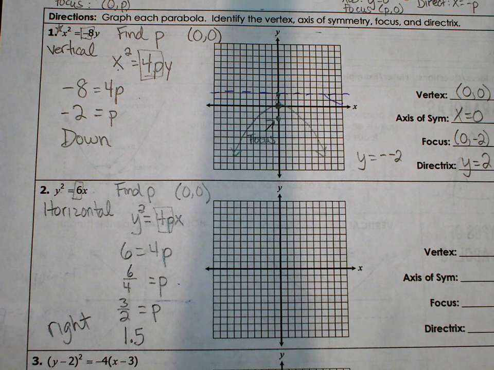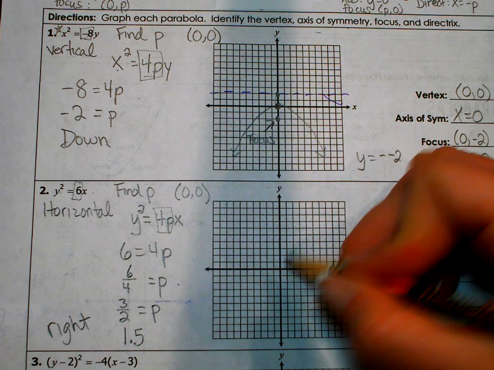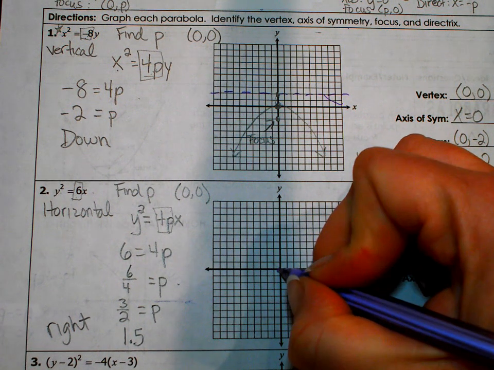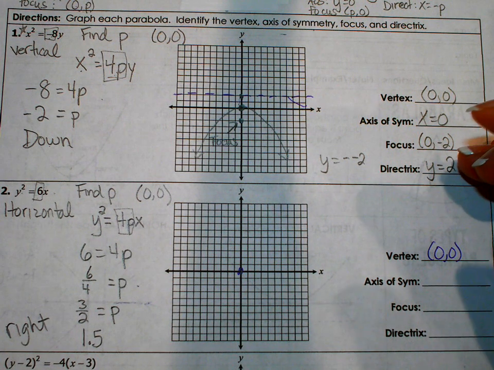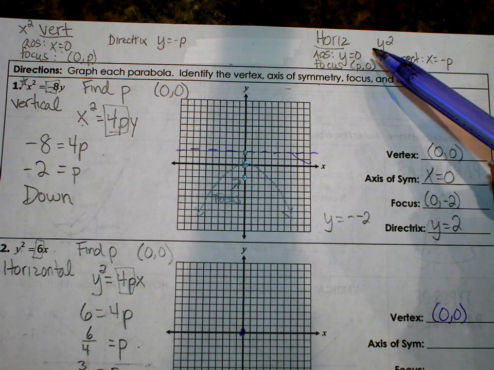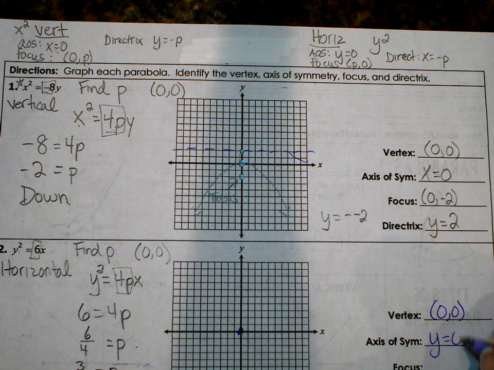All right, next. I know that my vertex is at 0, 0. Let's do purple. Okay, so my vertex is at 0, 0. Then my axis of symmetry, look up here at the top of the paper, y equals 0. My focus is going to be the p value, comma 0. 3/2. You can also do 1.5, comma 0. And my directrix is going to be that x is equal to the negative value of my p, when my negative value of p is 3/2. So I'm going to put negative 3/2.